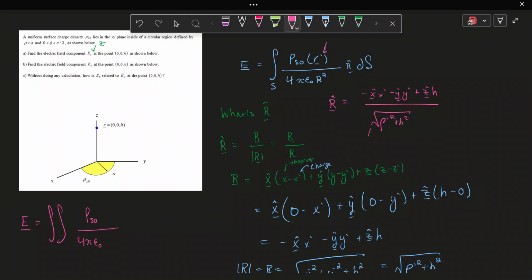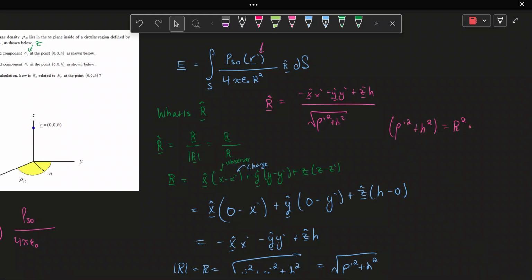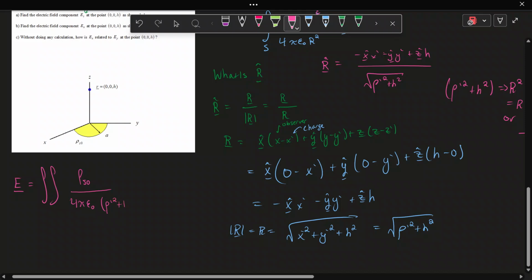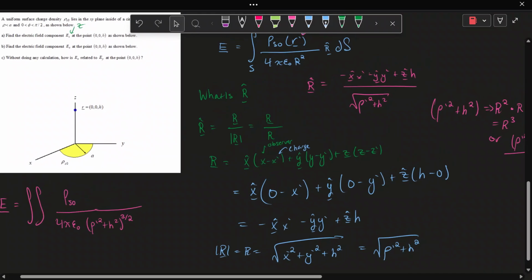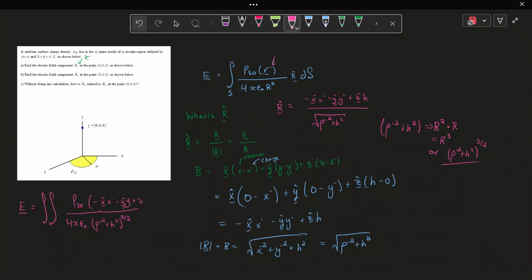What is r squared? Well, that's this thing to the power of 2, which is just rho prime squared plus h squared. And rho prime squared plus h squared times the other thing, which is to the power of 1 over 2, is equal to r squared times r, which is r to the power of 3, or rho prime squared plus h squared to the power of 3 over 2. That's what we're going to put here. Hopefully y'all followed that. You will notice that happens very often. And now we can write our top part, x hat x prime minus y hat y prime plus z hat h.